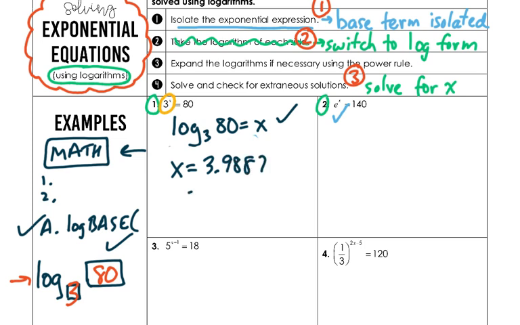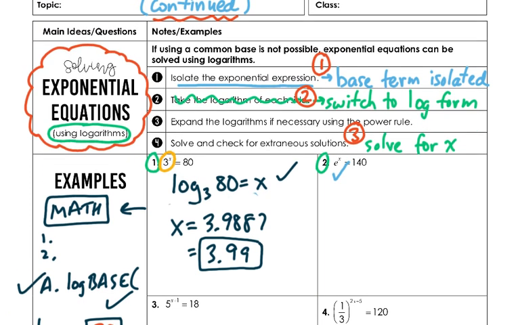9887. And generally we'll try to round things maybe to 2 decimal places. This is about 3.99. And that's the answer for number 1. So again, to review the steps, what did we do first? We tried to get the base term all by itself. And once it was, we put it into log form by using the new log base formula on our calculator. And then we solve for x.